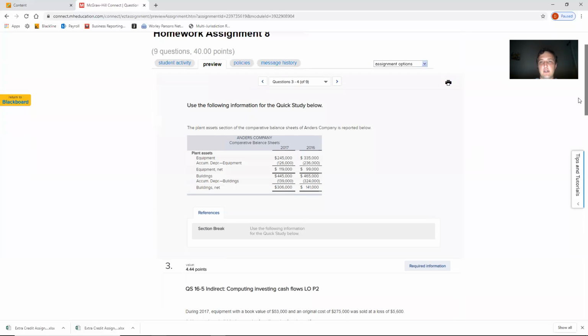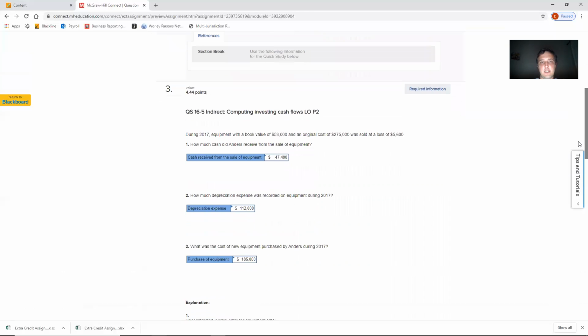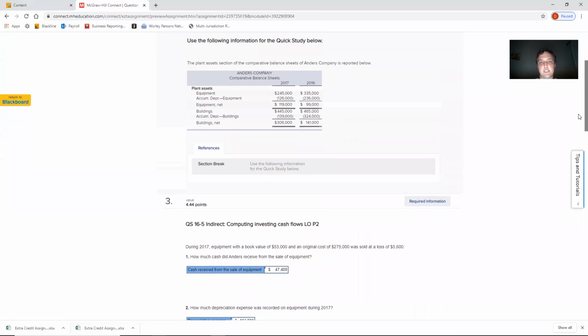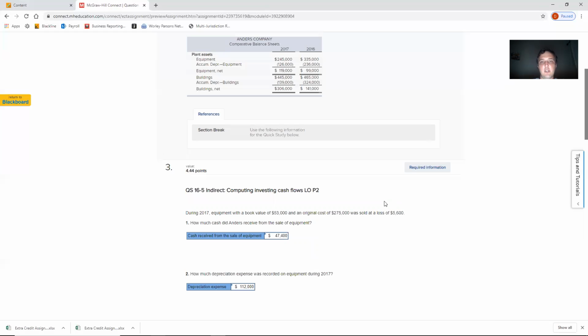All right, here, same thing, they want you to do the indirect method. So the cash received from the sale of equipment. Here, our book value was $53,000, and we sold at a loss of $5,600. So if it's on our books for this amount, and we had a loss of this amount, then that means this is how much we received in cash.